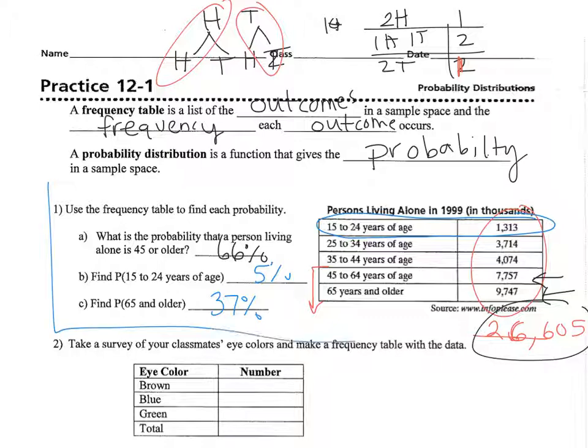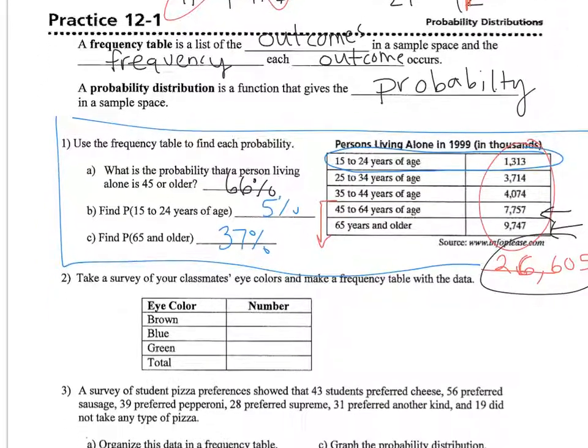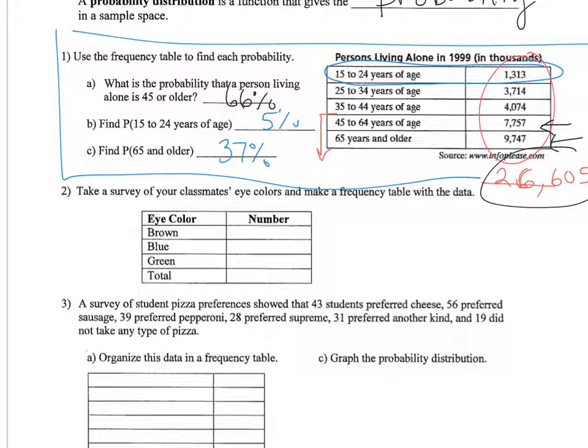So this is a frequency table. It doesn't show the probability, so it's not a probability distribution. And that's going to be at the bottom of the sheet. So this one, take a survey. We don't really need to do that for your classmates, but what you would do is write down the number of times somebody said brown was their eye color.